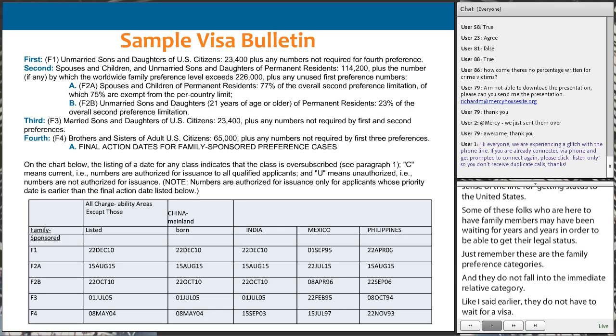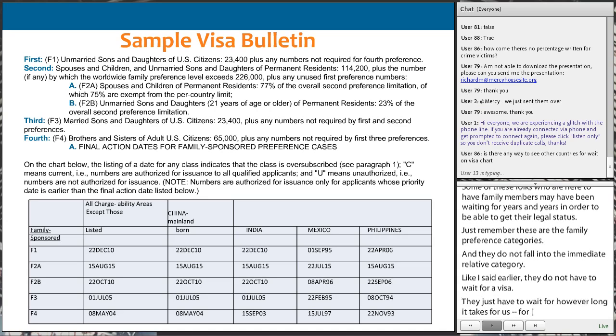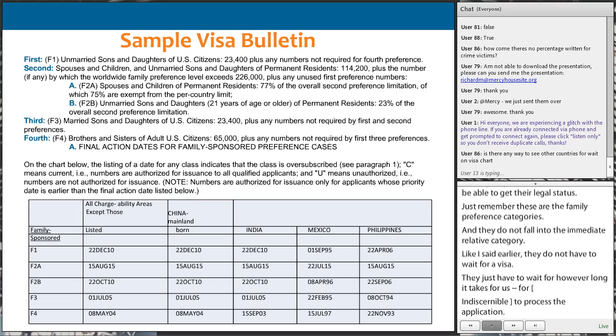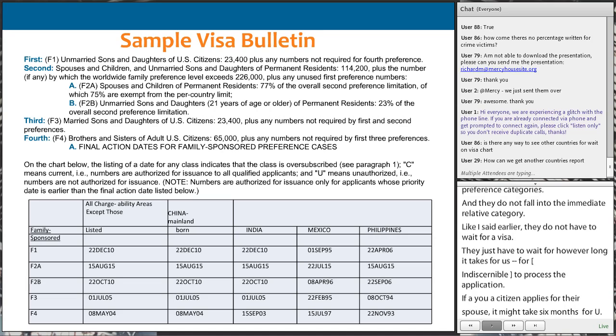So like the spouse of a U.S. citizen, if a U.S. citizen applies for their spouse, it might take 6 months for USCIS to process the case, and then the person would be eligible to either come on a visa or apply for their green card by adjusting status. And I will talk about adjusting status in a minute if they're in the United States.